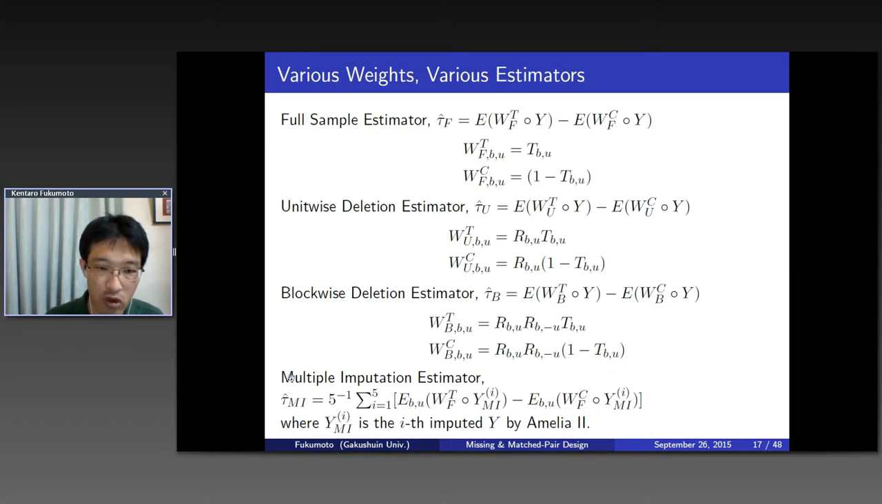Finally, for the multiple imputation estimator, we actually make five imputed data sets, and here we use the same weight as the full sample estimator. Actually, the weight is equal to 1, and we simply take the average of treatment effects for each imputed data set.